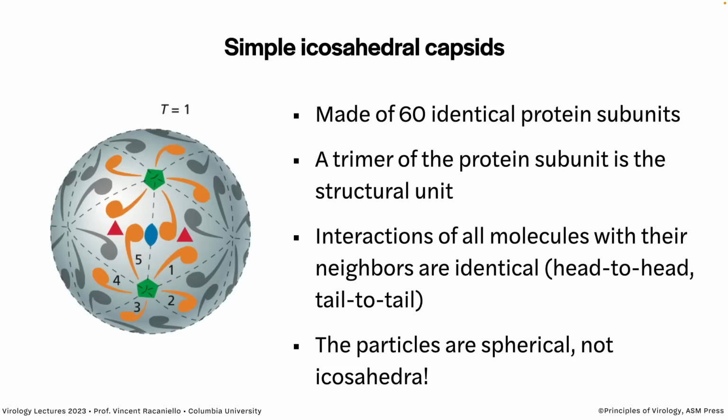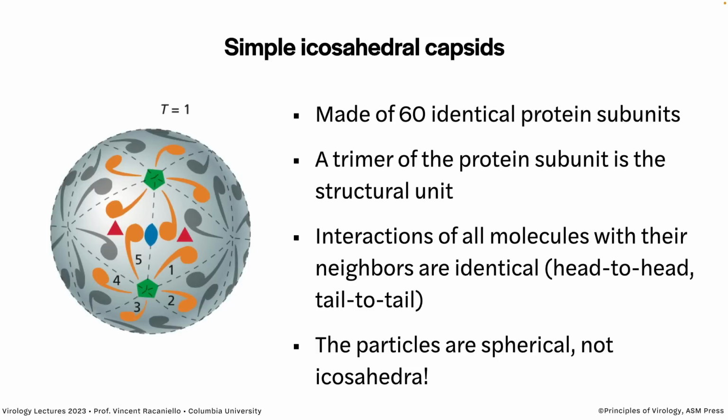You see it's spherical. It doesn't look like the icosahedron that I had on the previous slide because it's a symmetry rule. It's not necessarily making that kind of a solid. So here's a simple virus particle. It's made of 60 copies of one protein, and you can see the structural unit is outlined in dotted lines there. And there's 1, 2, 3 proteins. The same protein, 3 of them make up the structural unit.